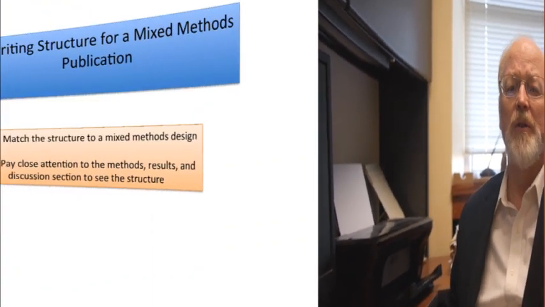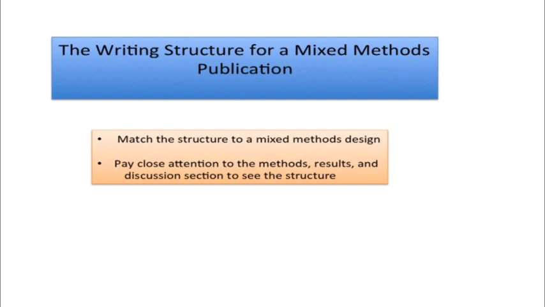Well, let me talk now a little bit about another facet of writing for publication, that is organizing the writing structure, what I sometimes call the architecture or the composition of an article, to match the type of design that you're using. This is important. And what we need to pay attention to as we think about the structure or architecture of a mixed method study for publication would be, how does the author put into the method section and the results section and possibly the discussion section passages that relate directly to the type of mixed methods design that they're using.